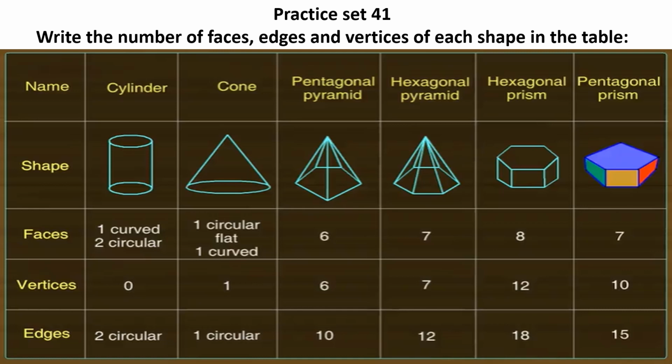So the first one is a cylinder. It has one curved face and two circular faces and no vertices and two circular edges, right? Coming to the cone, it has one circular flat surface, one curved face, one vertex at the top which is called the apex, and one circular edge.